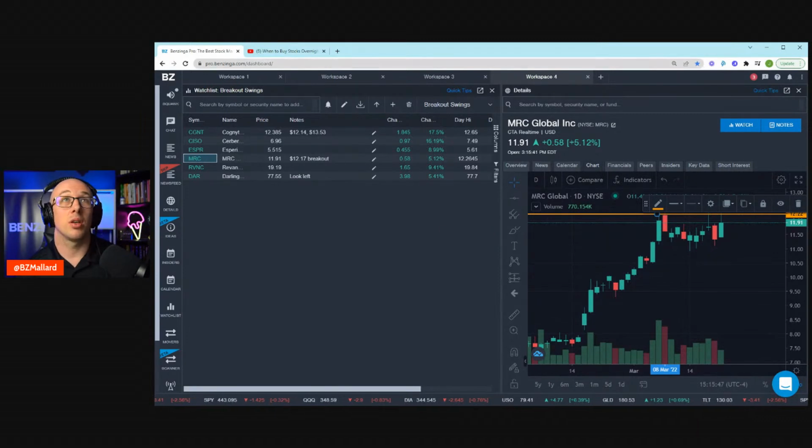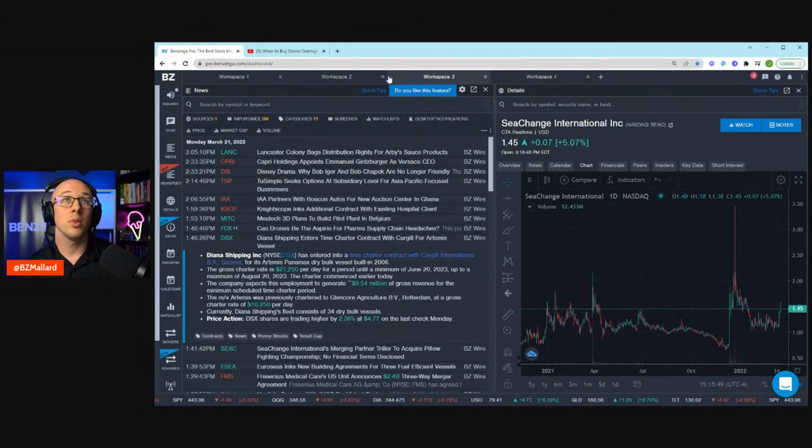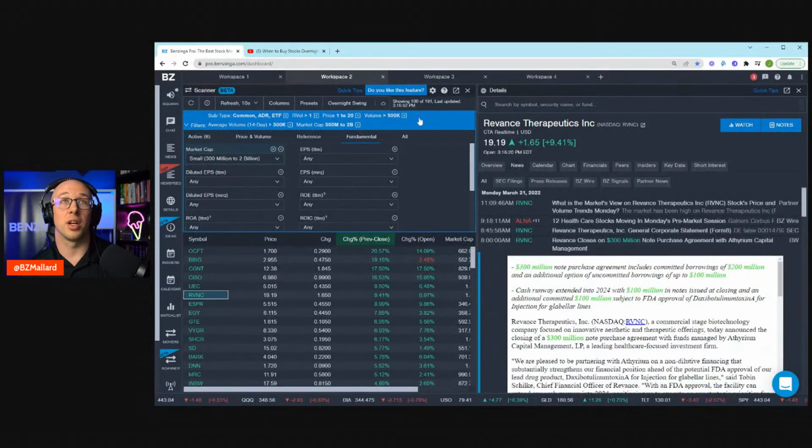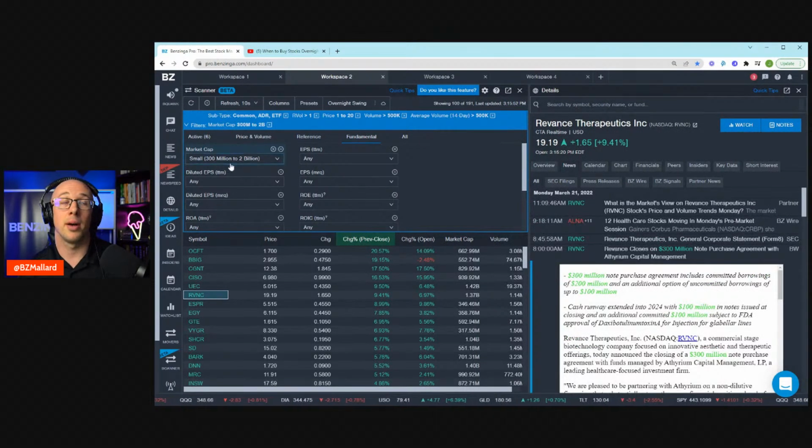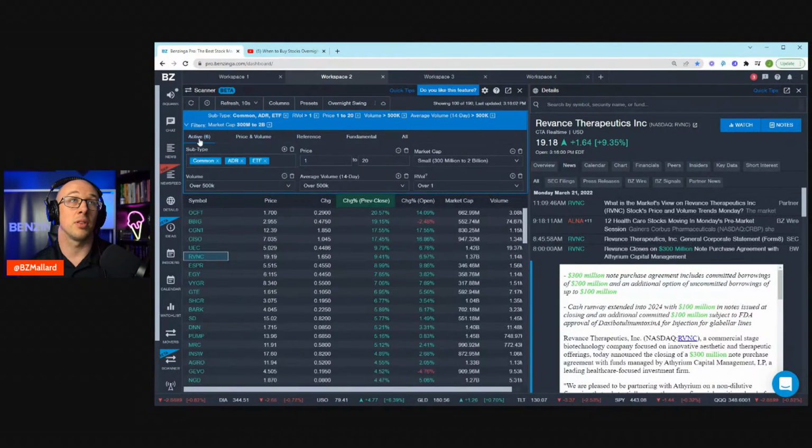So number one, you go to the scanner tool. Looks like I got rid of the scanner there. Okay. And then the filters that I'm using, just to reiterate here, are a small market cap. And then let's see, am I on the active filters? There we go. Price from $1 to $20, a small market cap, volume for the day of over 500,000 shares, an average volume over the past 14 days of over 500,000 shares, relative volume of over one, and that's pretty much it. Then you're off to the races.